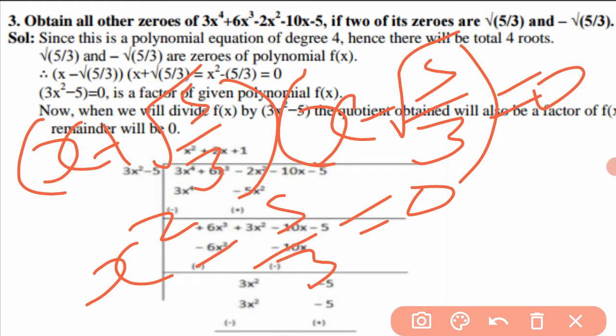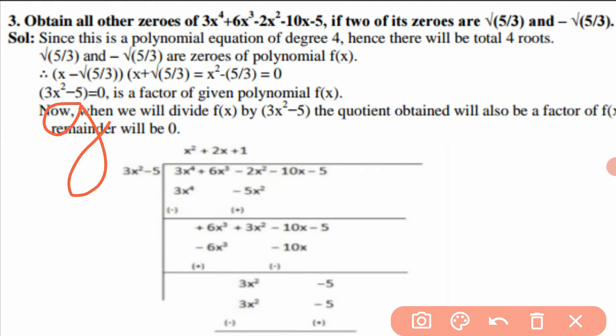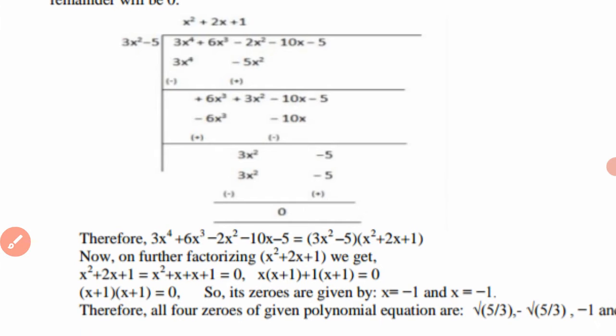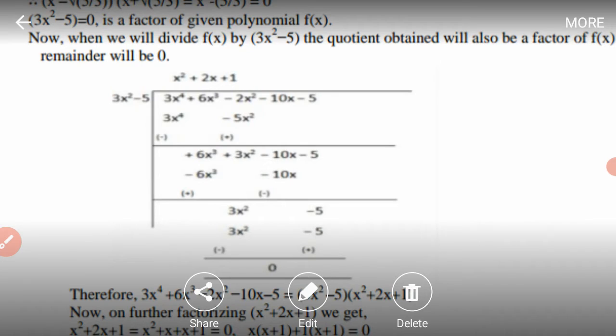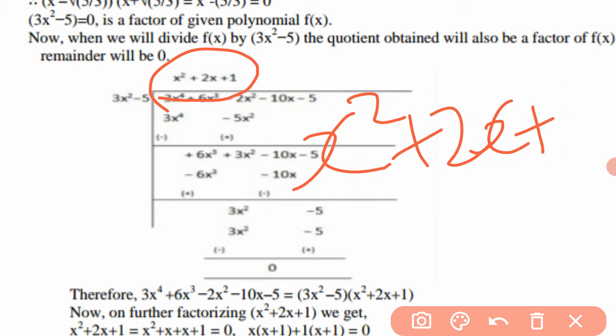By taking LCM it will be 3x square minus 5 equals 0. So px or gx will become 3x square minus 5. So we can say that gx equals 3x square minus 5. So we will divide this equation by 3x square minus 5. By dividing we will find that the remainder will be 0, and the quotient is x square plus 2x plus 1.